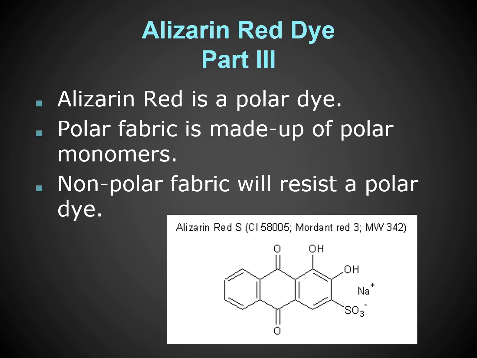Alizarin red dye. Alizarin red dye is a very polar dye. Polar fabric is made up of polar monomers, and a nonpolar fabric will resist a polar dye. In this experiment, you'll see us use a fabric strip dyed by alizarin. Based on the intensity of the color that the strip is dyed, you should be able to determine which fabrics adhere to the dye best. And therefore, considering that alizarin red dye is very polar, it can be deduced which fabrics are more polar.